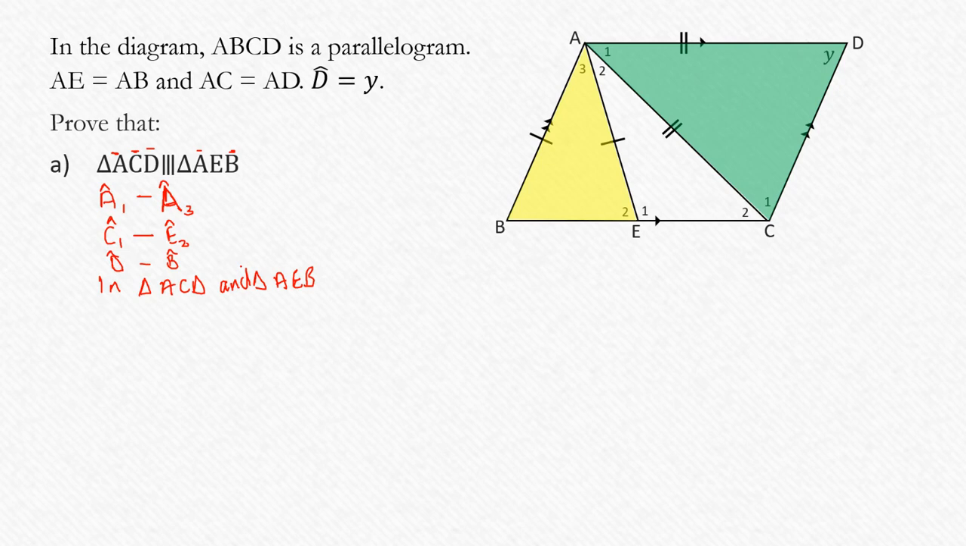What about angle C1 and angle E2? What about angle D and angle B? I think this is the easy one to do first. Right, now let's say angle D is equal to angle B. Why is angle D equal to angle B? These are opposite angles of parallelogram. These are opposite angles of parallelogram.